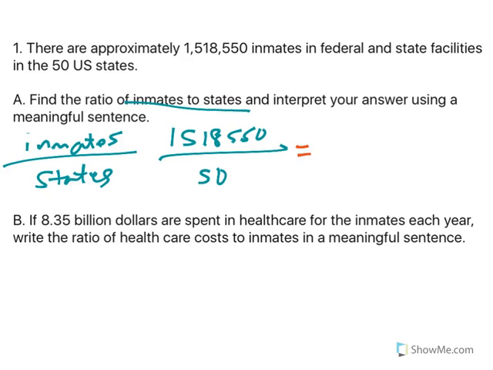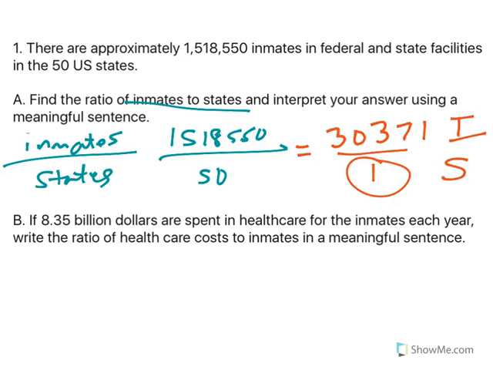But if we reduce that, we end up with 30,371 to 1, right? Again, knowing inmates is on top, states is on the bottom. So if we think about interpreting your answer, there are 30,371 inmates in each state, or for each state, depending on how you put it, because we have 1 in the bottom, so for each works.